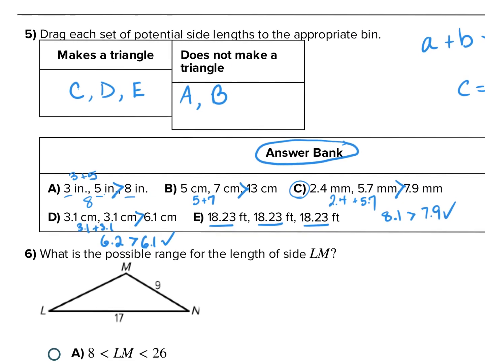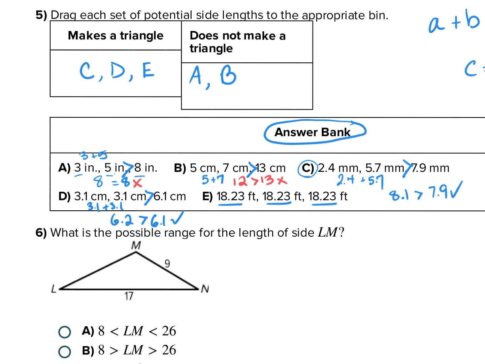So the 2 that do not form a triangle are A and B, where the sum of my 2 smaller sides equals my longest side. That will not give us a triangle. And when we add 5 and 7, I get 12, and that actually is not greater than 13. That's false. So those are the 2 options that do not form triangles for us.